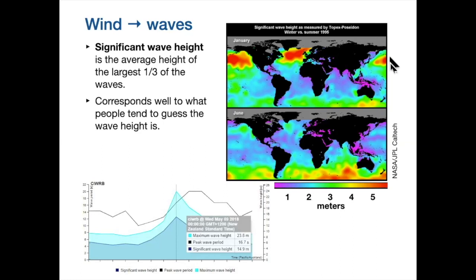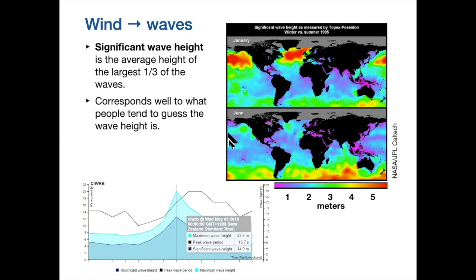In this figure here, we have significant wave height measured by satellite. The bright colors are bigger waves. The purple colors are small waves. The top panel is during Northern Hemisphere winter, and the bottom panel is during Northern Hemisphere summer. As you can see, during the winter, we have strong waves coming out of the North Pacific and North Atlantic. So these are the storm belts. So large waves generated under the storms around the Gulf of Alaska and North Atlantic.